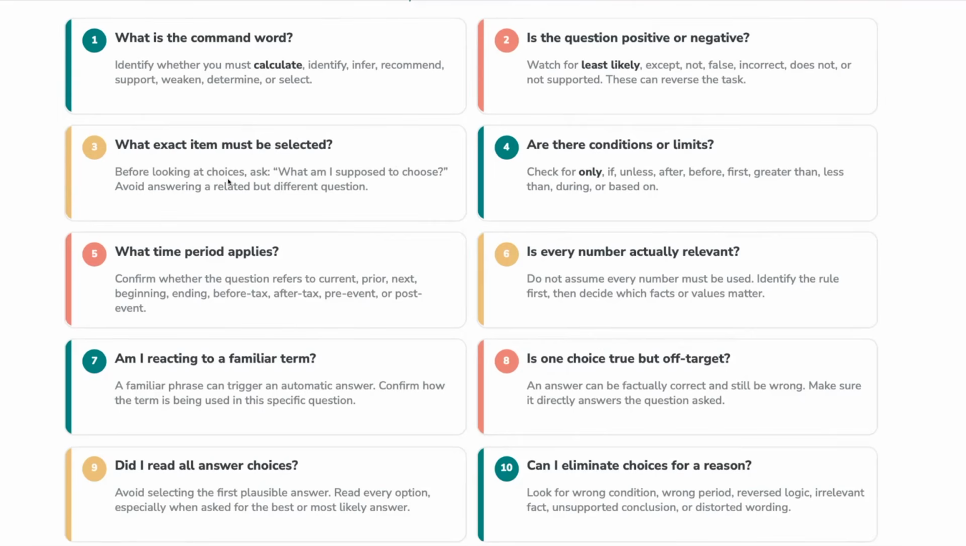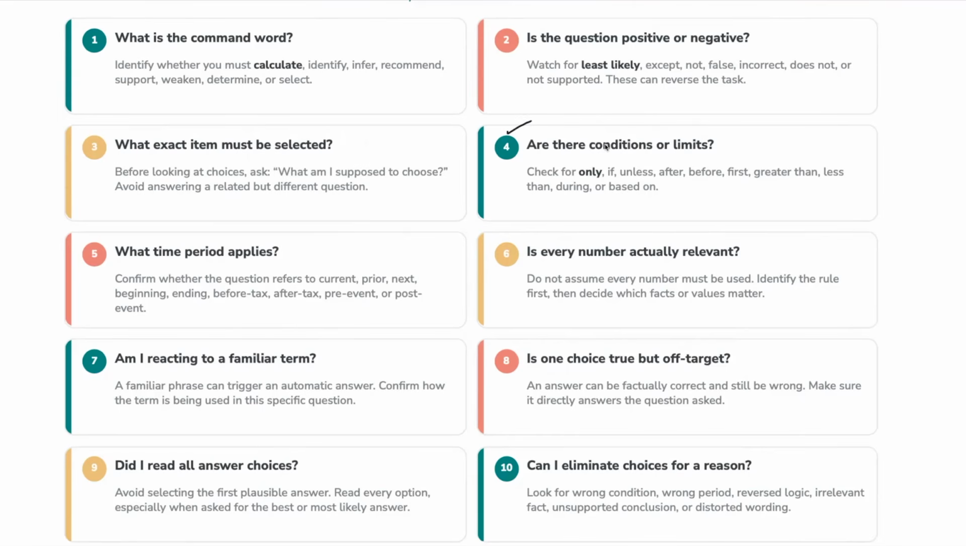Our question asks for a liquidity ratio. Your mind should already be thinking current ratio, quick ratio, or cash ratio. And if you see debt to equity, don't get distracted just because it sounds financial. Debt to equity may be useful for solvency analysis, but it is not the exact item being asked. So before you read the choices, pause and define the target. What am I choosing? That makes the answer choices less distracting.